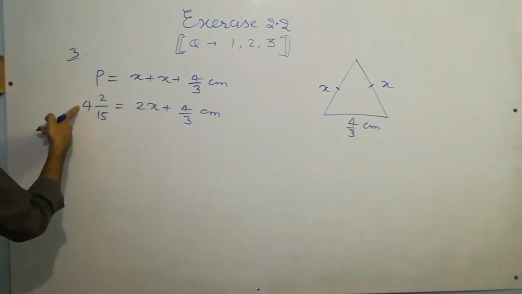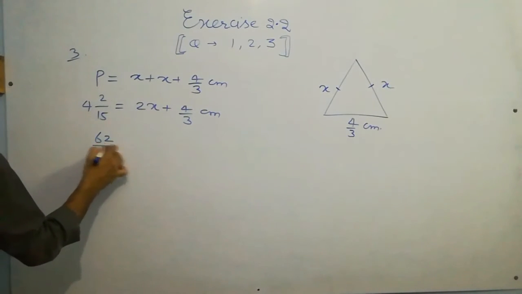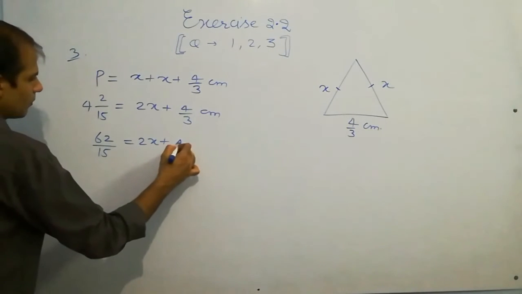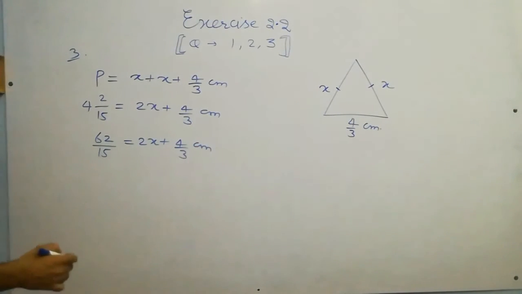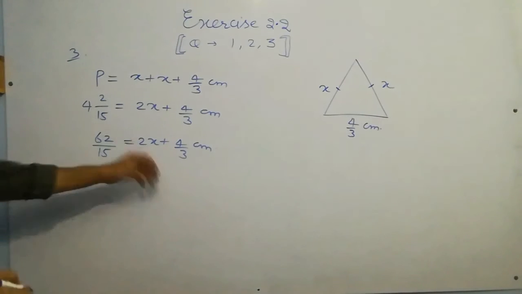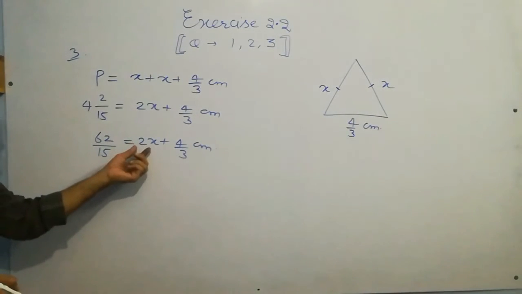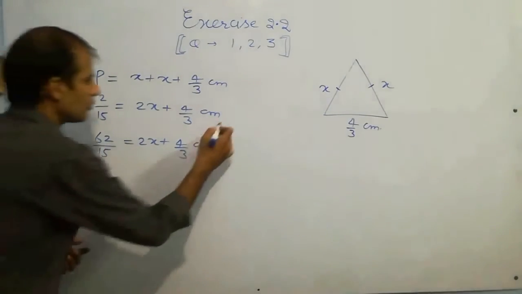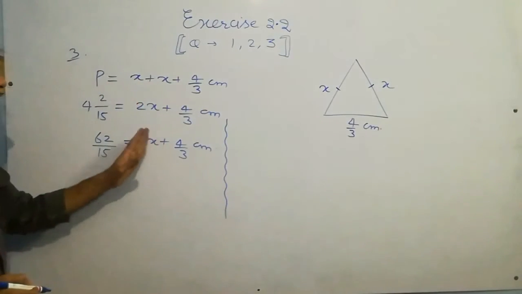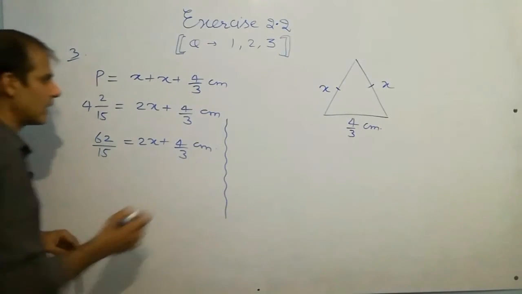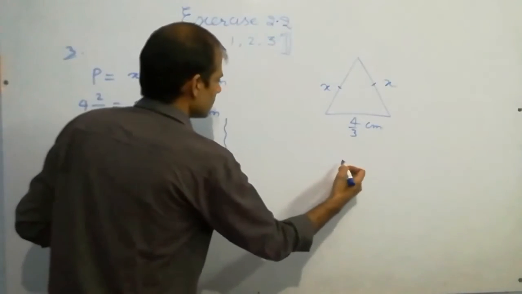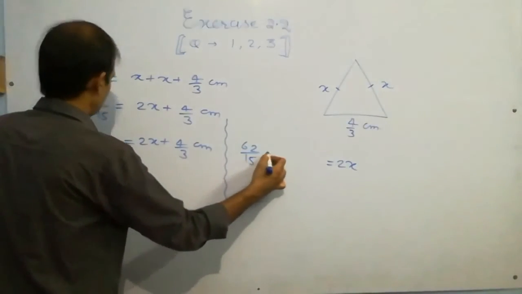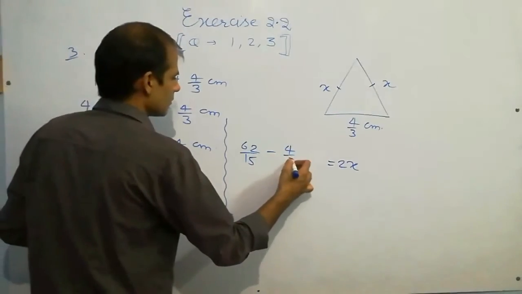Now convert this into a simple fraction. 15 times 4 is 60 and plus 2, 62 upon 15 equals 2x plus 4 upon 3 centimeter. Now what to do? This is a term which contains the variable. This is a constant term, this is also constant. So we will transpose constant terms to one side. It means we can write 2x equals 62 upon 15 minus 4 upon 3.